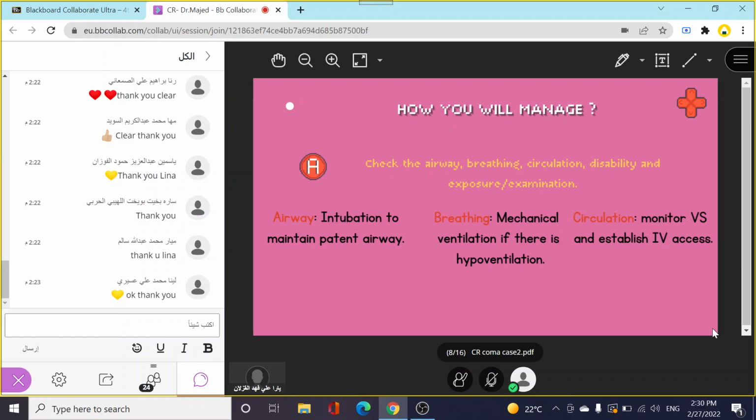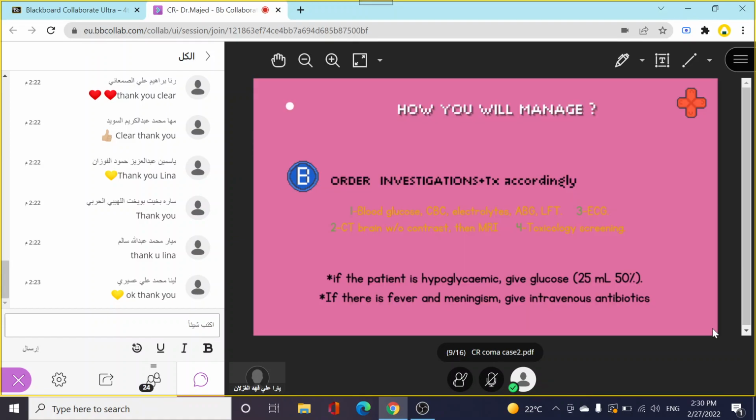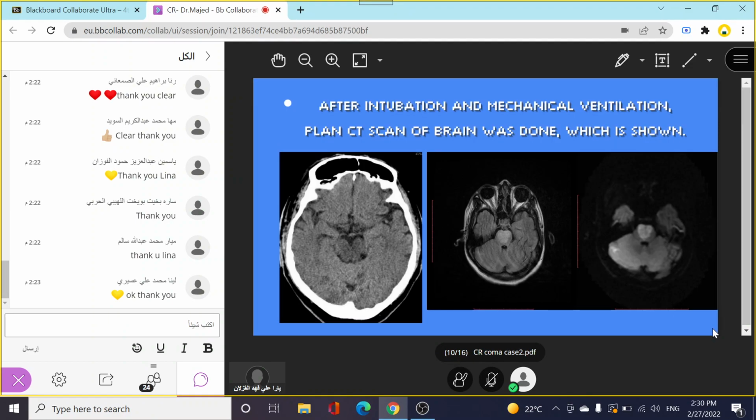Then breathing: since his oxygen saturation is low, mechanical ventilation. And we will check the circulation, monitor the vascular system, and establish IV access in case he deteriorates. After intubation and mechanical ventilation, a planned CT scan of the brain was done, which is shown.